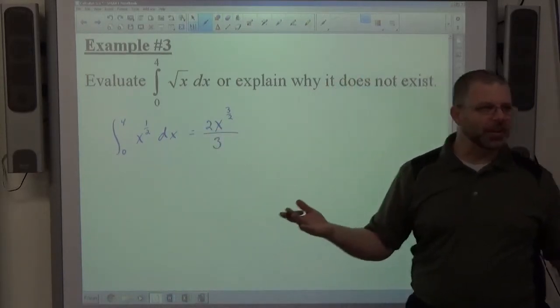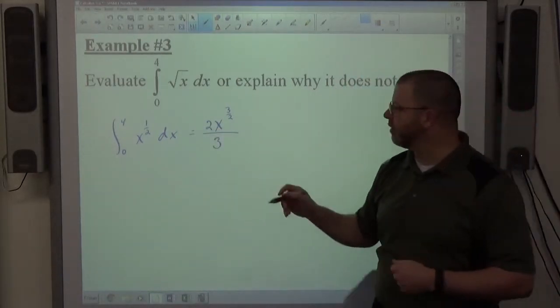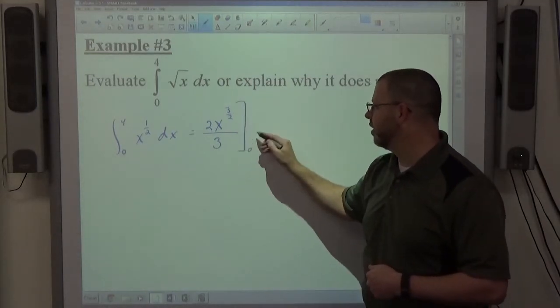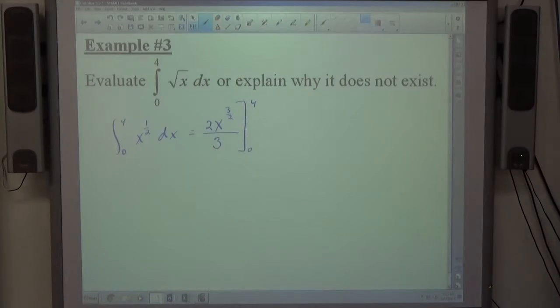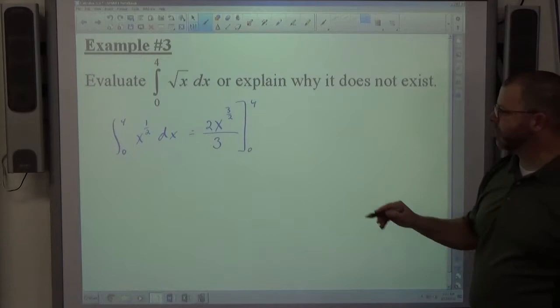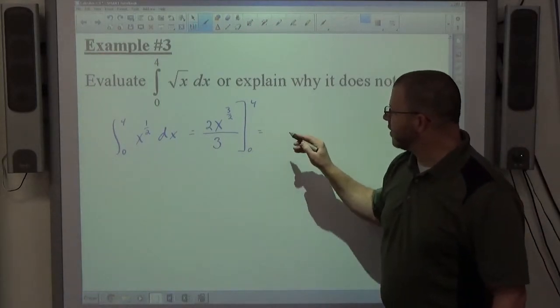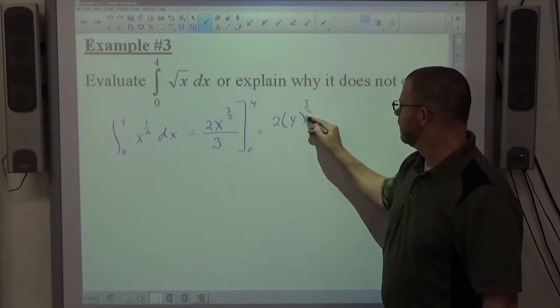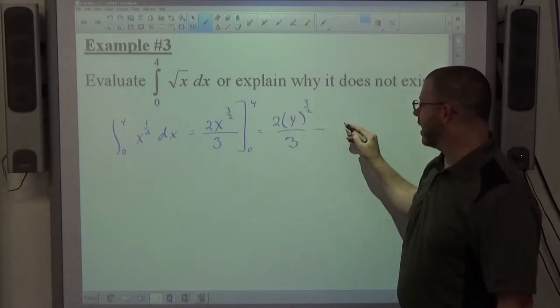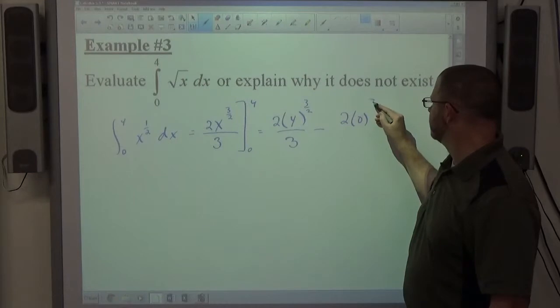Again, officially plus c for just doing an antiderivative, but since we're doing the fundamental theorem of integral calculus, I can leave the plus c off because it's going to disappear anyway. So 2x to the 3 halves over 3 from 0 to 4 is what we're trying to evaluate. Once I've got it written like this, it simply means to substitute 4 for x, subtract, and then substitute 0 for x.